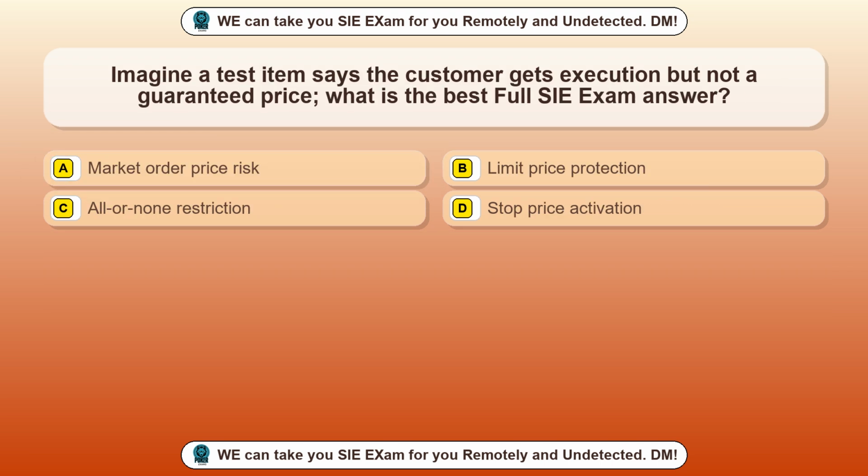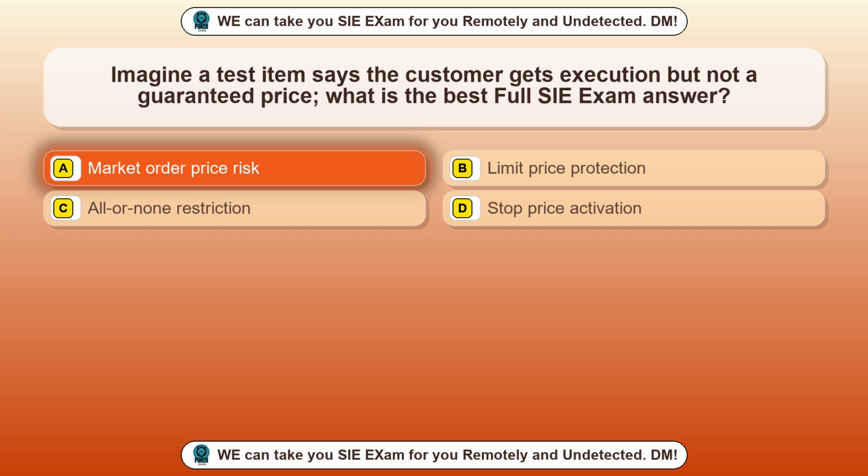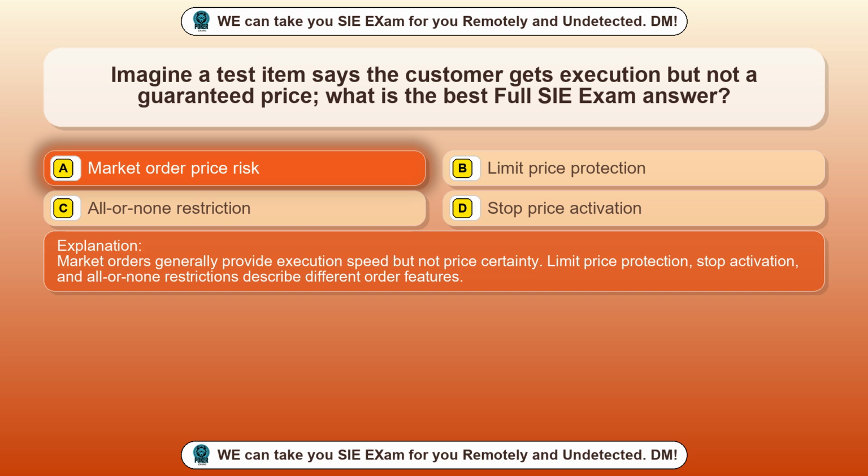Question 45. Imagine a test item says the customer gets execution but not a guaranteed price. What is the best full SIE exam answer? Option A, market order price risk. Option B, limit price protection. Option C, all or none restriction. Option D, stop price activation. The correct answer is option A, market order price risk. Market orders generally provide execution speed but not price certainty. Limit price protection, stop activation, and all or none restrictions describe different order features.